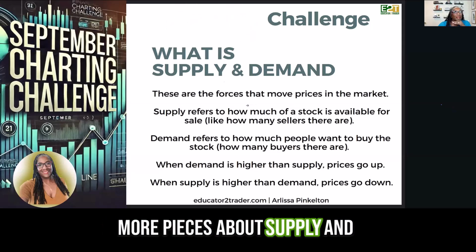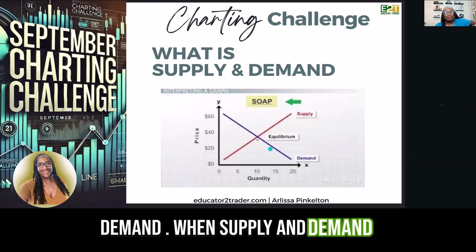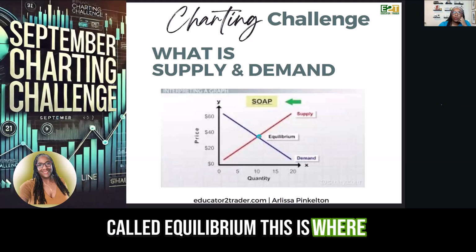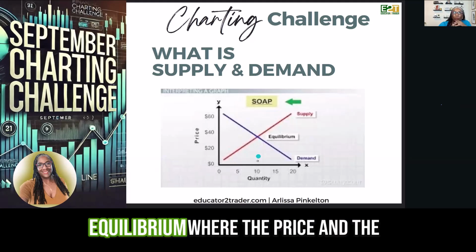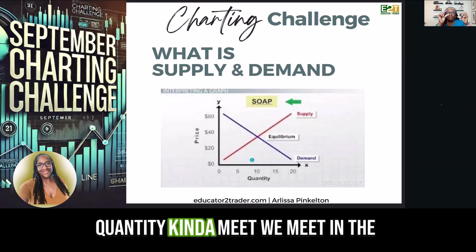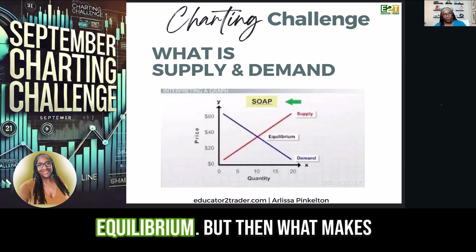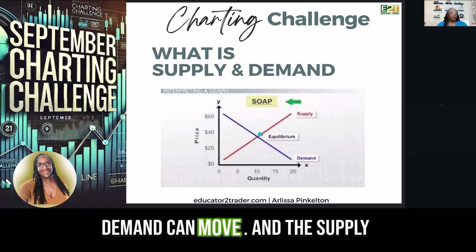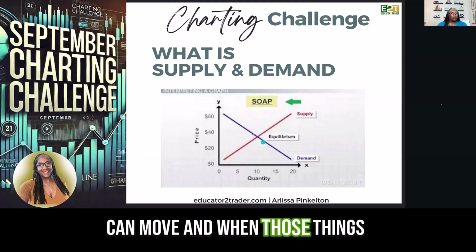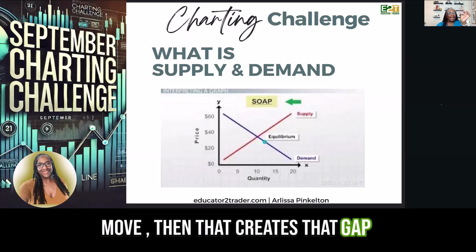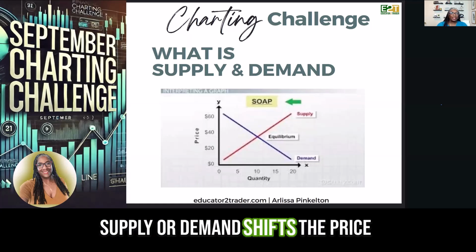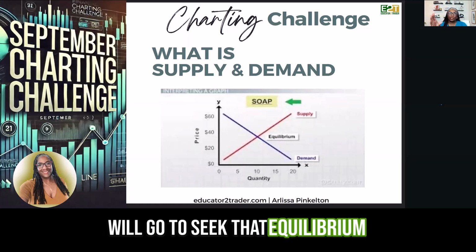Let's see some more pieces about supply and demand. When supply and demand are equal, we're at a place called equilibrium. This is where they cross, where the price and the quantity meet in the right place. What makes things move is that the demand can move and the supply can move. When those move, that creates a gap, which makes price move. The price is always seeking equilibrium. So when supply or demand shifts, the price will go seek that equilibrium place again.